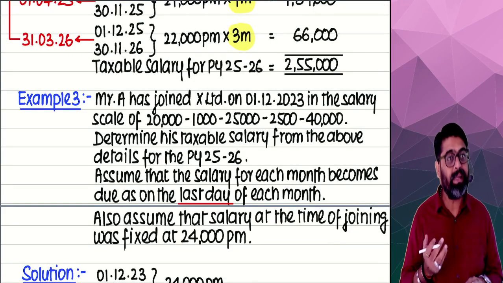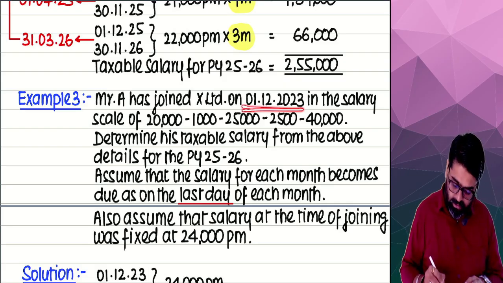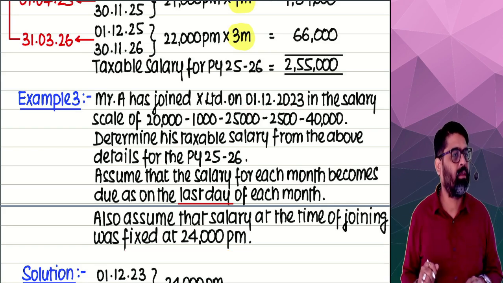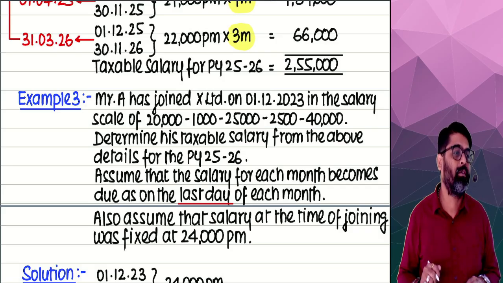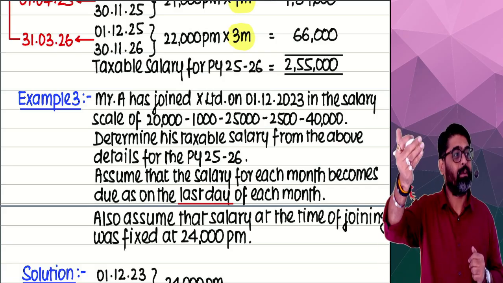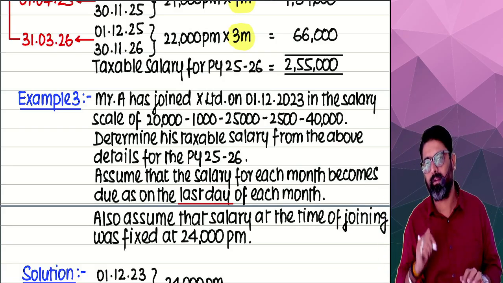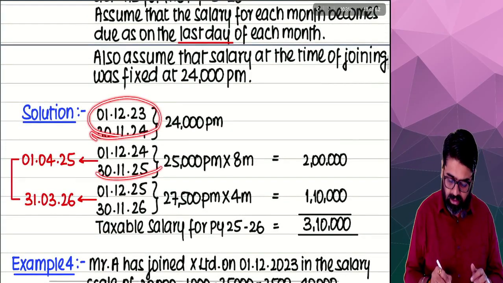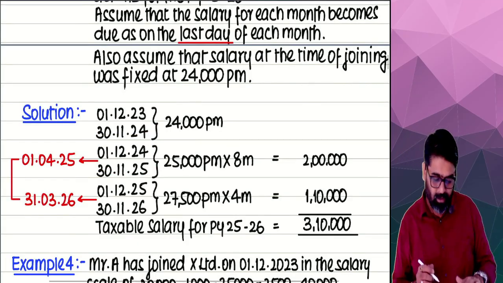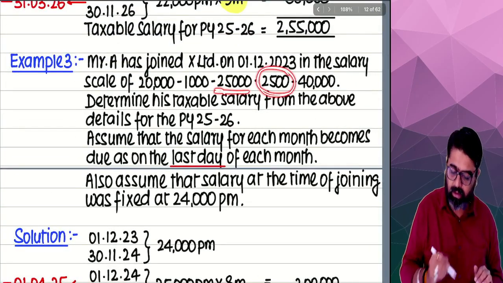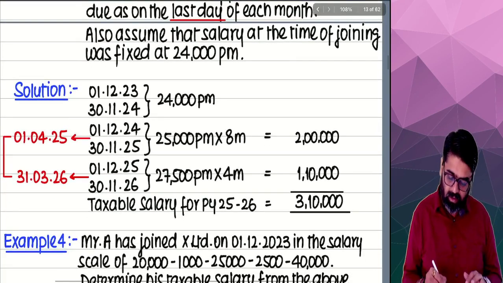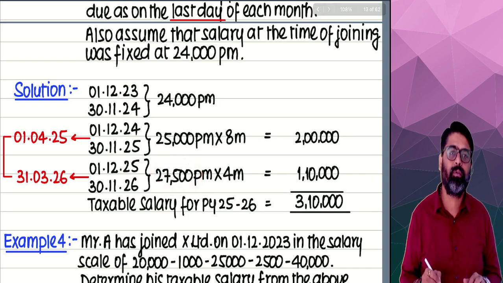Instead of 20,000, now at the time of his joining, the salary fixed was different, so now instead of starting from 20,000, we'll start from 24,000. How come? When he starts working, for the first year his salary will be 24,000. For the second year his salary will be 25,000. And in the third year his salary will not be 26,000, because after the salary becomes 25,000, he is going to get the increment of 2,500. Yes or no? So now his salary will not become 26,000. It will become 27,500.